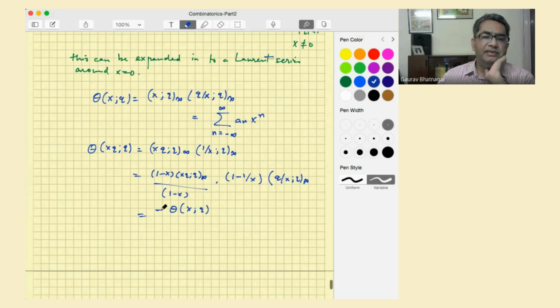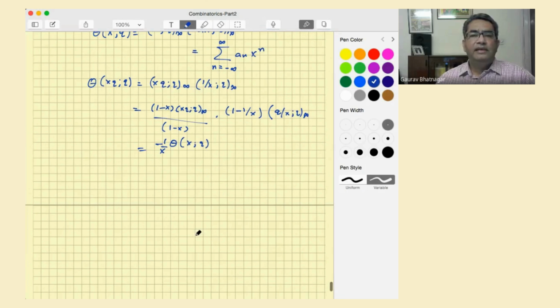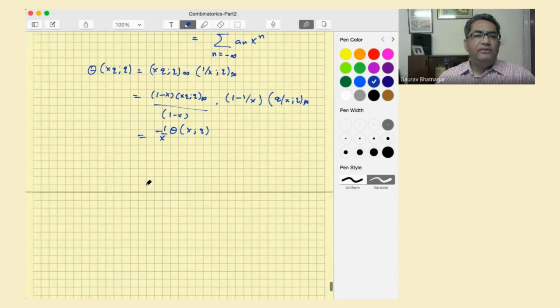So a lot of things cancel. You get 1 over 1 minus x. Is that clear? This did not require any complex analysis. Is that fine? Okay, give me a sign of life when I say, is that fine?